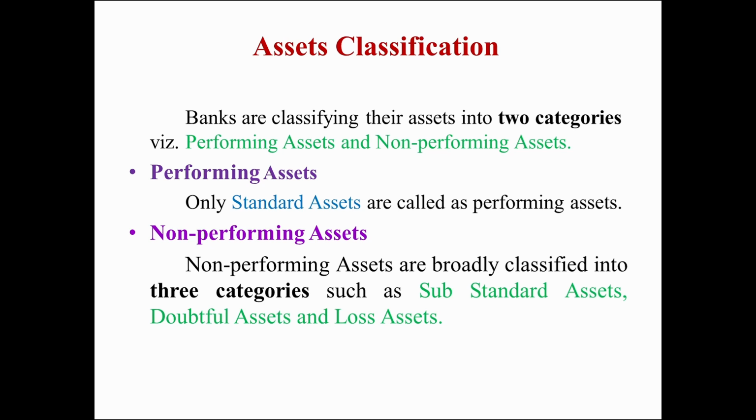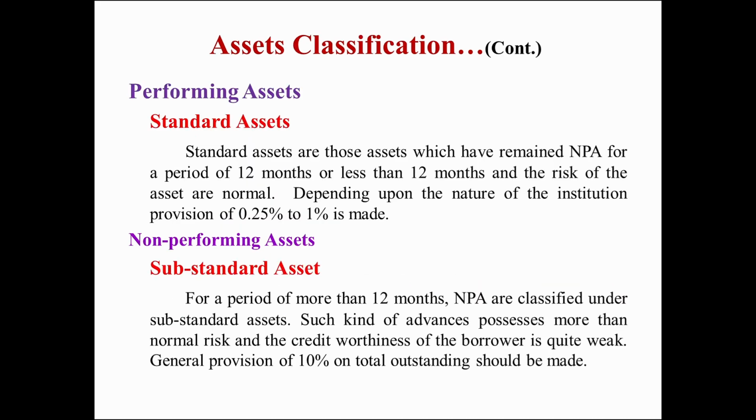Asset classification. The banks classify their assets into two categories, namely performing asset and non-performing asset. The performing asset: only the standard assets are called performing assets. Non-performing assets are broadly classified into three categories: substandard asset, doubtful asset, and loss asset.